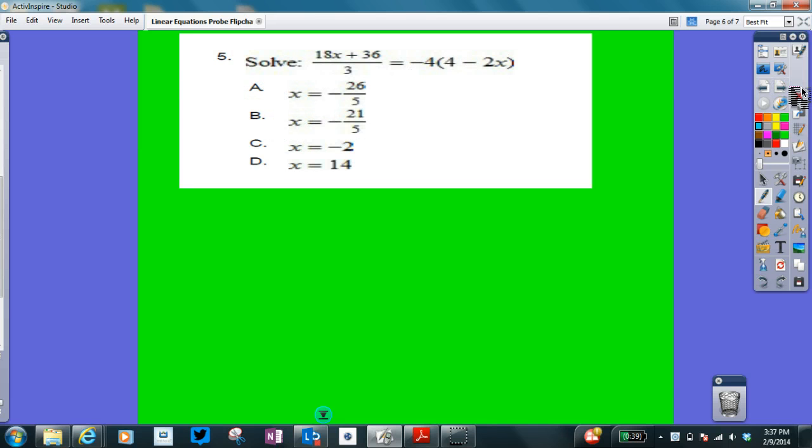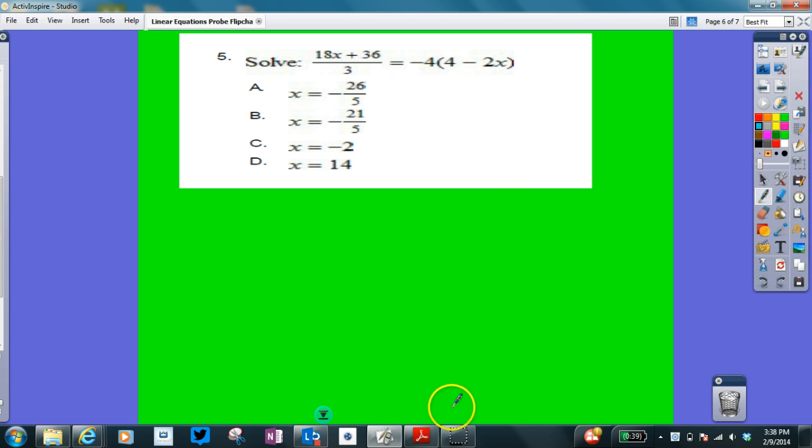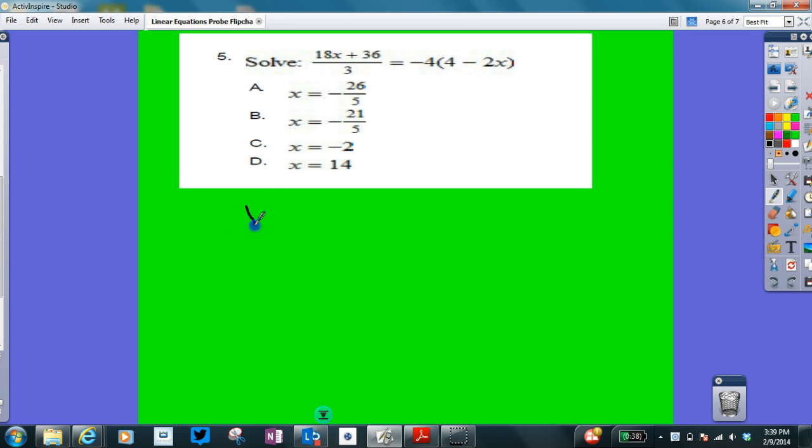All right, number 5. Now this one's a little bit different. There are several different ways you can look at this. It does want you to work through the problem, so we're going to take our time again. There's all kinds of ways that we can do this one. The first thing I'm going to do is rewrite this whole problem, so it's a lot easier to show you the work.